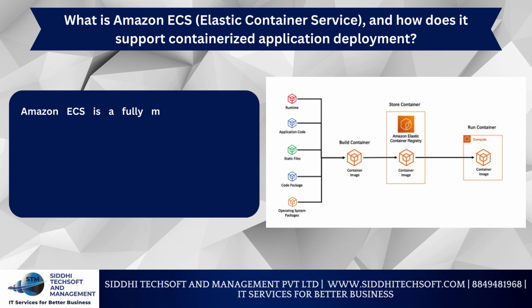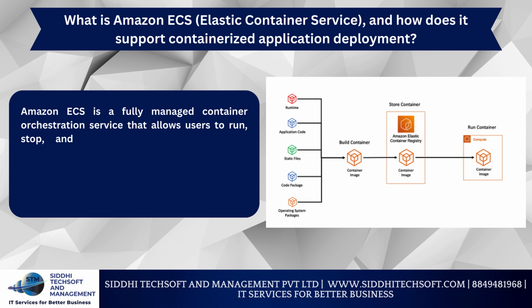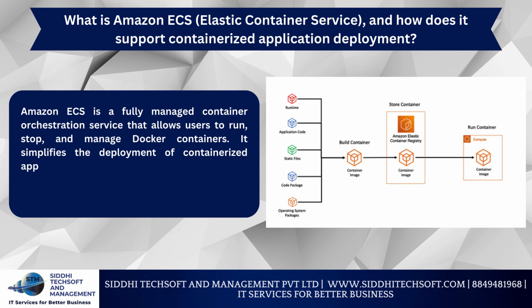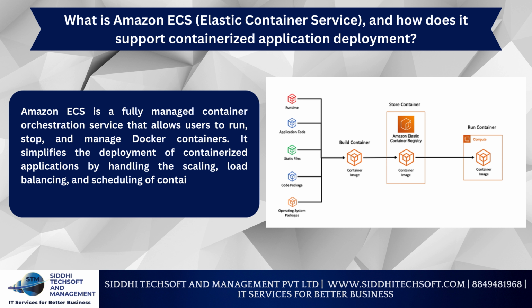What is Amazon Elastic Container Service, and how does it support containerized application deployment? Amazon ECS is a fully managed container orchestration service that allows users to run, stop, and manage Docker containers. It simplifies the deployment of containerized applications by handling the scaling, load balancing, and scheduling of containers across a cluster of EC2 instances.